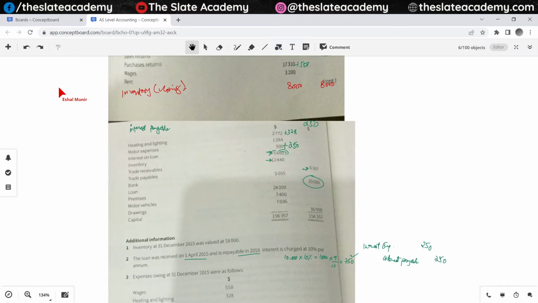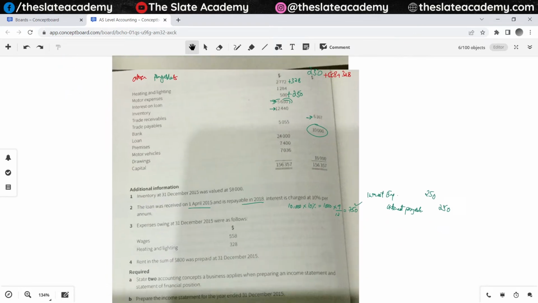886. So I'd add these two to other payables. I club all these payables together in the form of other payables. Or I could say accrued expenses. I could say other payables. Both titles would be fine. I'll say plus 558 plus 328. Okay, so as of now the trial balance is balanced. Adjustment number 3 understood.